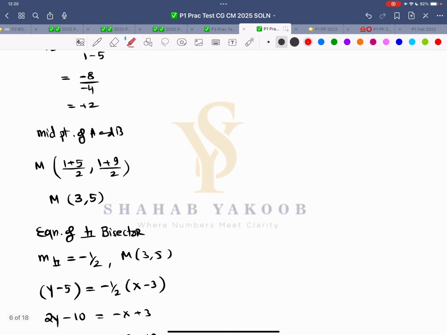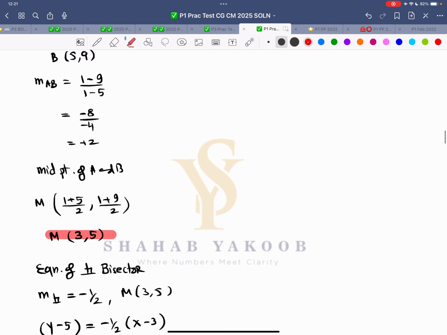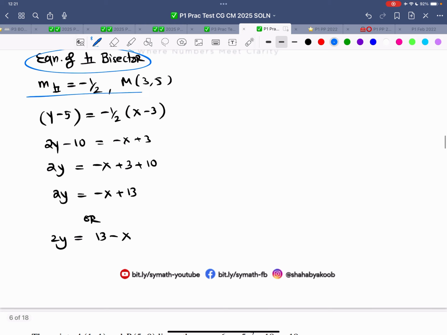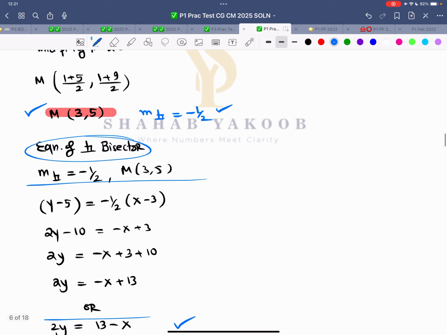Let me grab my highlighter and let me highlight it. So now we have M, that's the midpoint. We have gradient of AB, that is positive 2. Therefore, gradient of perpendicular, let me write it over here, should be negative half. So we use this, we find the equation of perpendicular bisector. Actually, it's written right over here. And then this is coming out to be this. So that's how this is done and dusted. So let me just erase this thing from here.